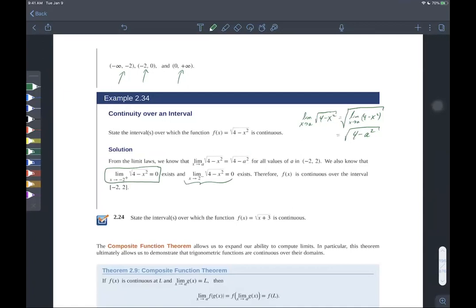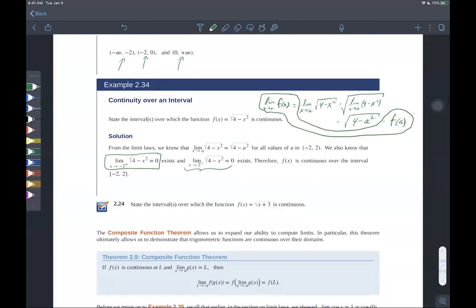And notice that this is exactly equal to just f of a. So the limit as x approaches a of f of x is equal to f of a. And that is the condition that needs to hold. This is the third condition that needs to hold for continuity. So we have continuity for all of the x values from -2 to +2.